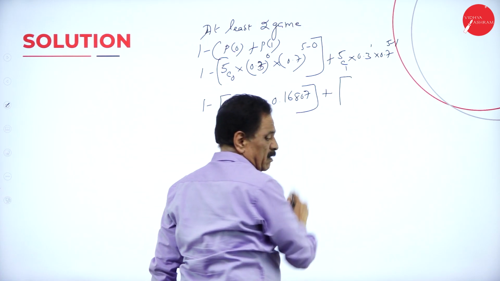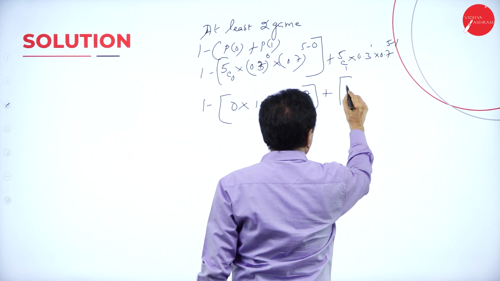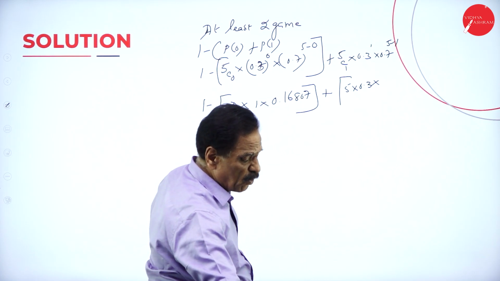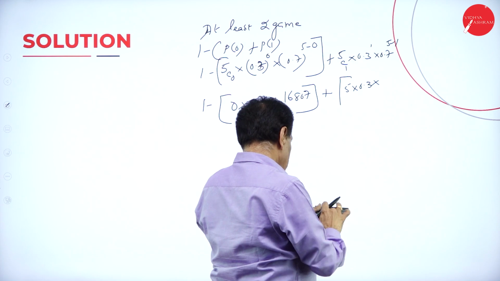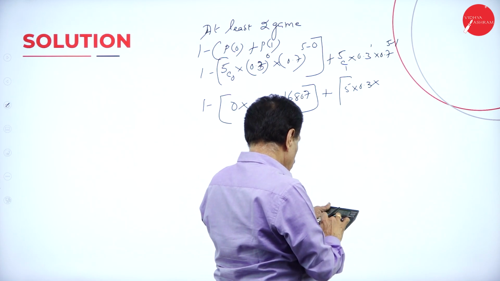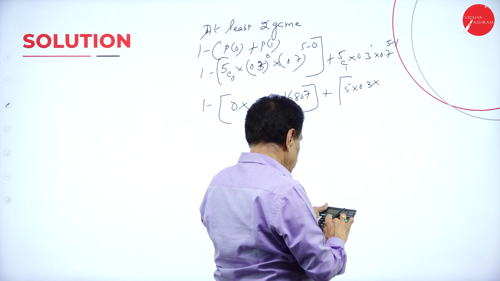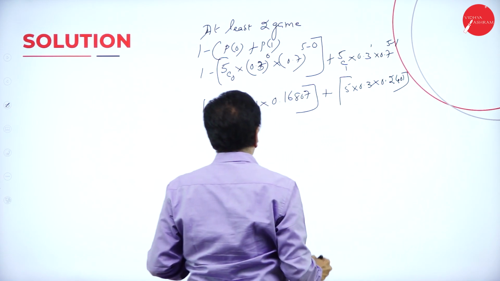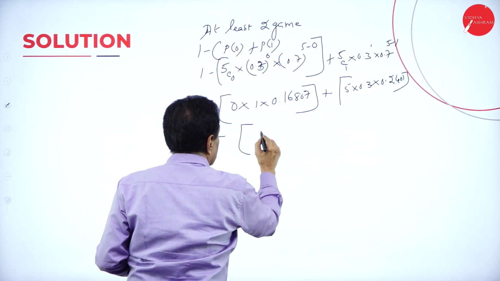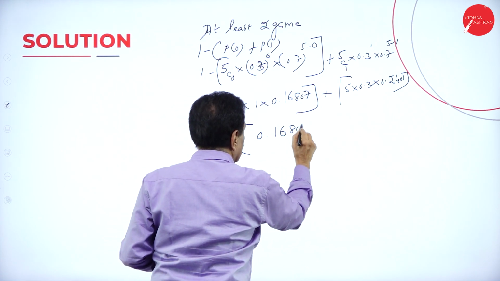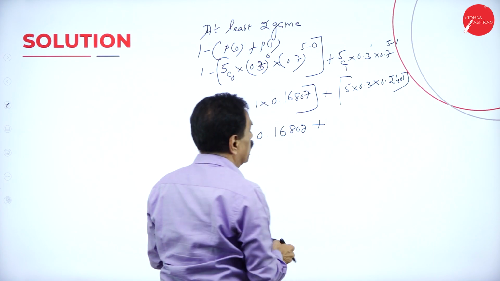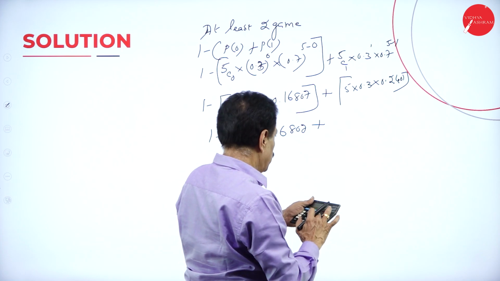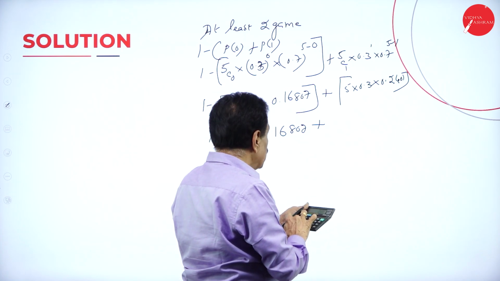Then come back to here. So we have 5C1 is 5, into 0.3, into 0.7 to the power of 4. 0.7 into 0.7 into 0.7 into 0.7 is 0.2401. This is 1 minus 0.16807 plus 5 into 0.3 into 0.2401.